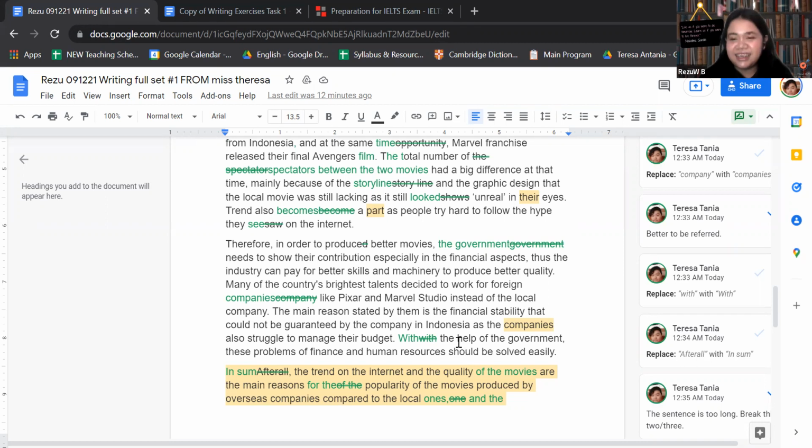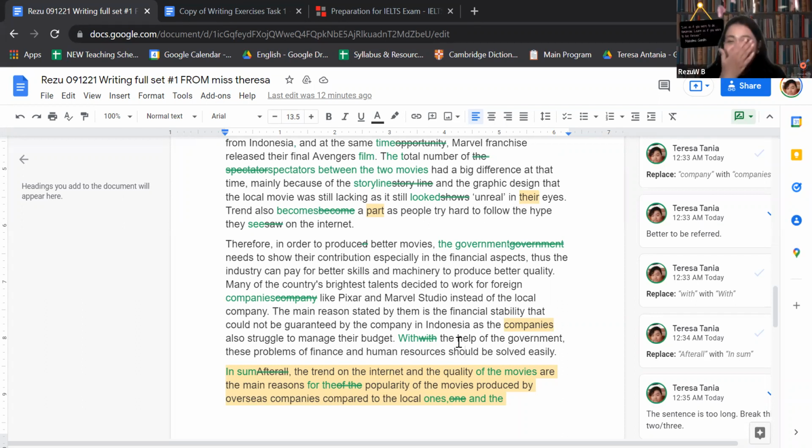I see. Yeah. So you don't have to worry whether your example is true or not, whether it's real facts or not. They will not check it. Yeah. As long as it's believable, then it's okay.